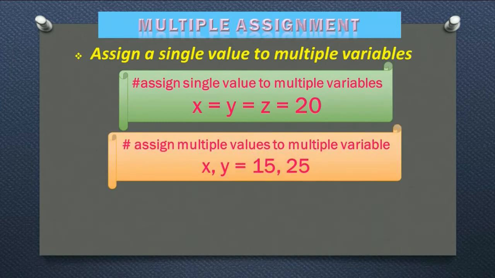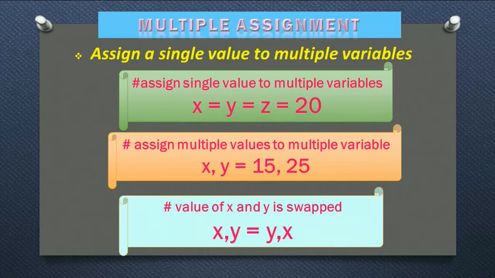Similarly, we can assign multiple values to multiple variables, like this: x, y = 15, 25. So the value 15 will be assigned to x and 25 will be assigned to y. Now we can also swap the values of variables. It is very easy to do in the Python programming language. See here: x, y = y, x. So the value of y will be assigned to x and the value of x will be assigned to y.